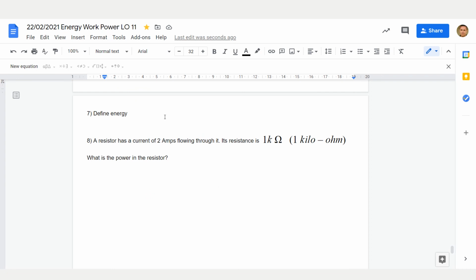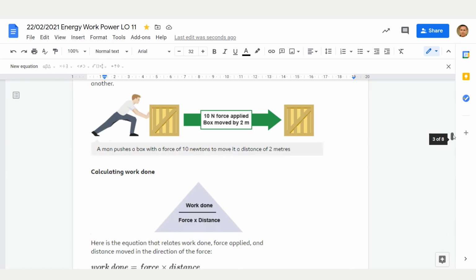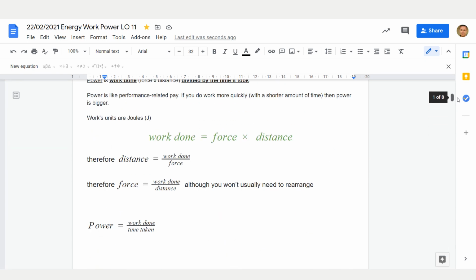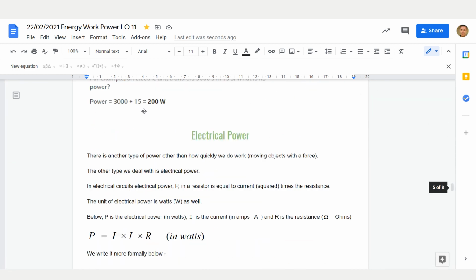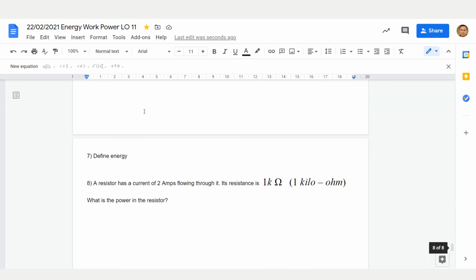Define energy. Well, energy is the ability to do work. So if you look at the top and everything that I've put in here, energy is a capacity for doing work. So copy that. There you go.